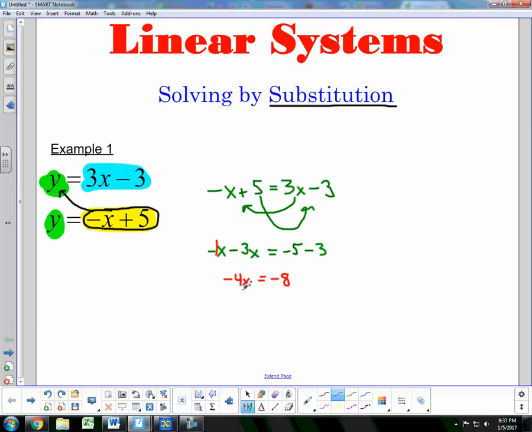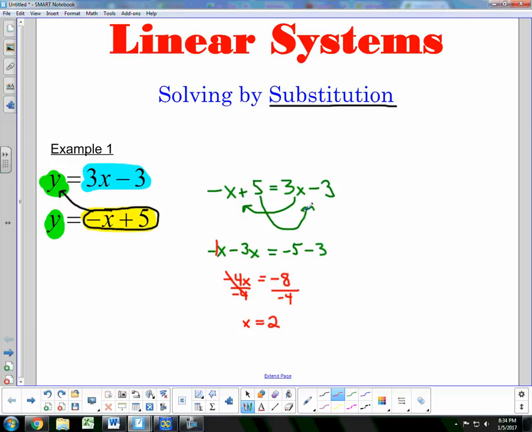All right. Now, hopefully you remember how to solve this. It's a one-step equation. All you have to do is divide by 4. Because this is -4 times x, you can divide both sides by -4. The -4's cancel, and x is equal to, well, -8 divided by -4. A negative divided by a negative makes a positive, and it's a 2. Okay, so x is equal to 2.